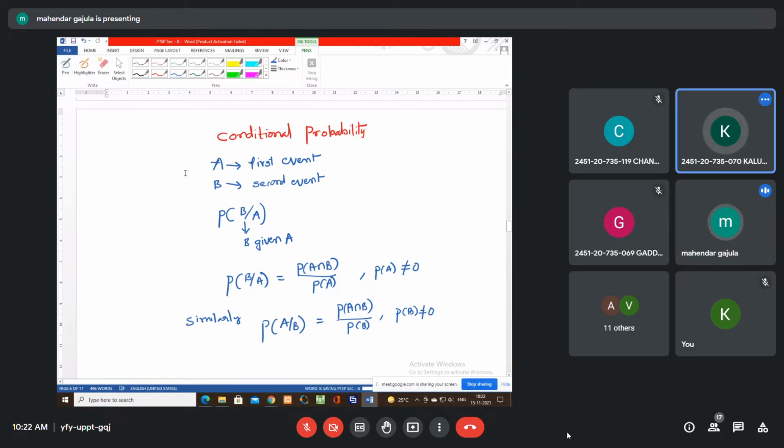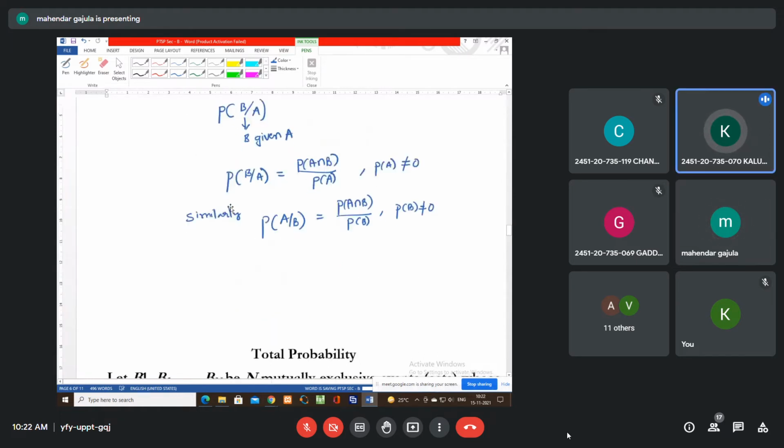The derivation of P of A intersection B is equal to P of A into P of B, that is also being said. Okay, now from here we can also discuss independent conditions.